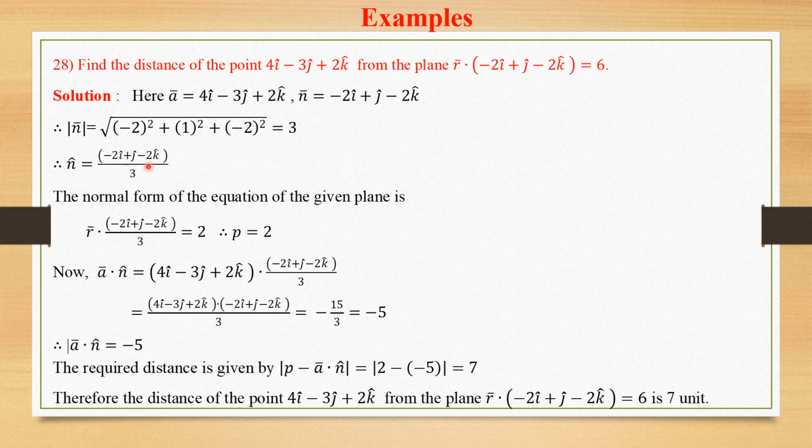Convert into n cap, there is n cap. Therefore, divide by 3 on both sides. We get, divided by 3, and 6 divided by 3 is 2. Therefore, P equals 2.